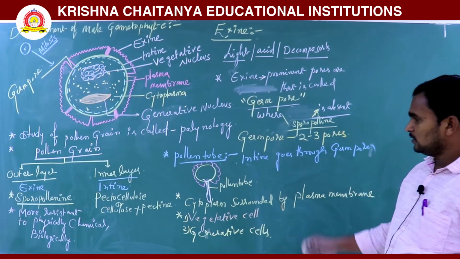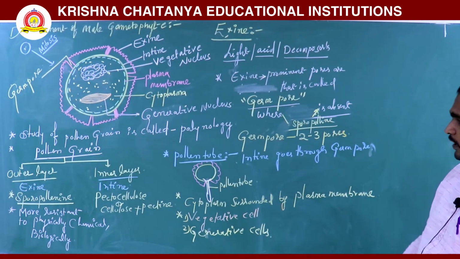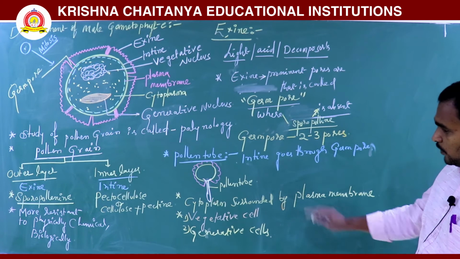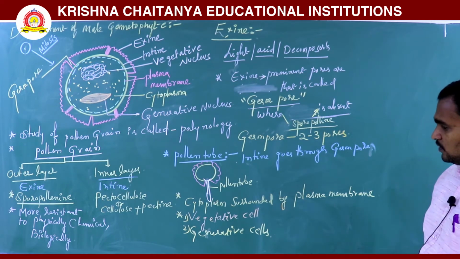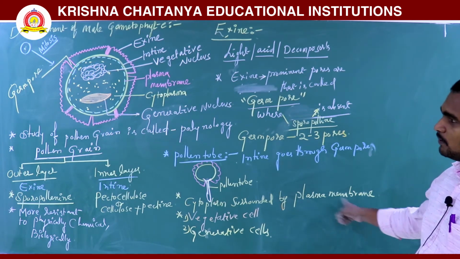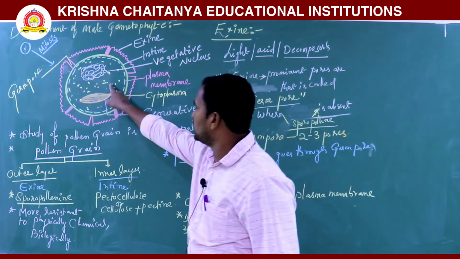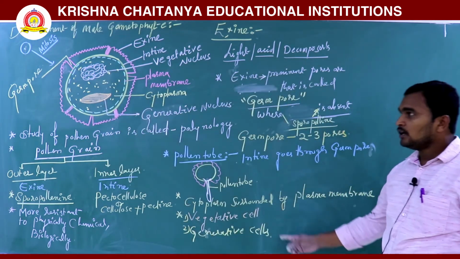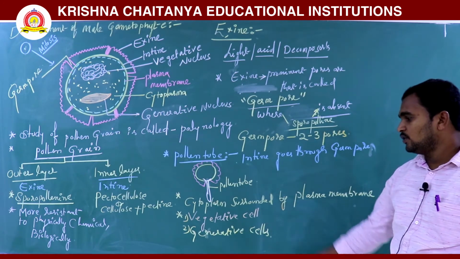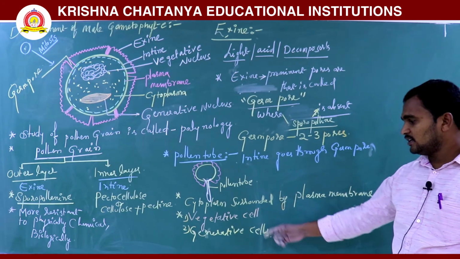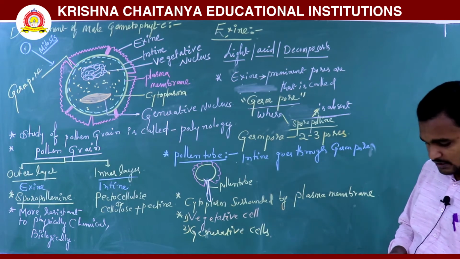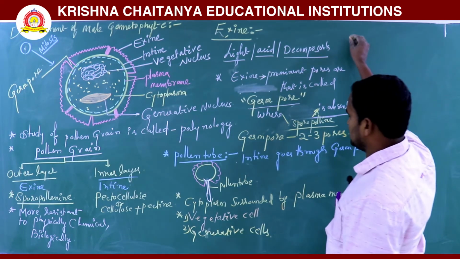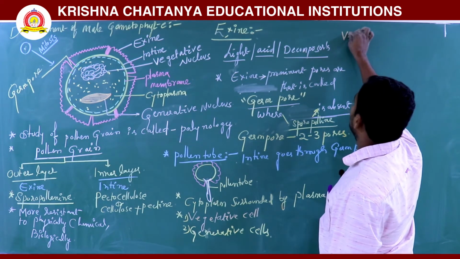Okay, so this is also the pollen tube. We are discussing the pollen tube, and the cytoplasm is surrounded by the plasma membrane. The pollen grain is divided into two types of cells on the inner side: the vegetative cell and the generative cell. First we will discuss the vegetative cell.